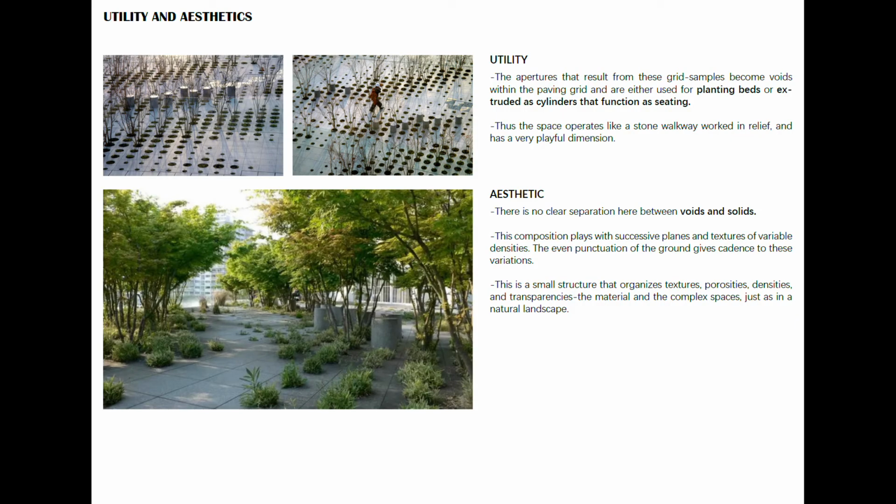For its utility, the apertures that result from these grid samples become voids and are either used for planting beds or extruded as cylinders that function as seating. For aesthetics, there is no clear separation here between voids and solids. The roof garden is more like a small structure that organizes textures, porosities, densities, and transparencies, the material in the complex spaces, just as in a natural landscape.